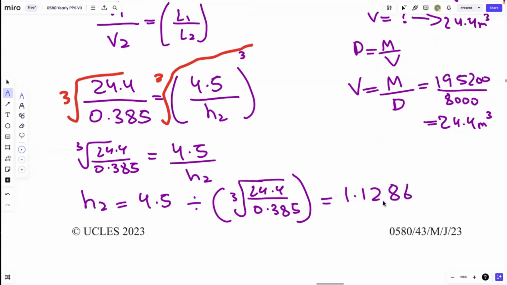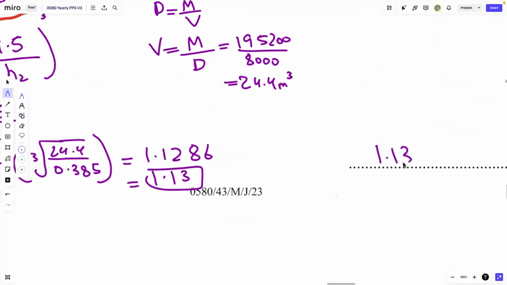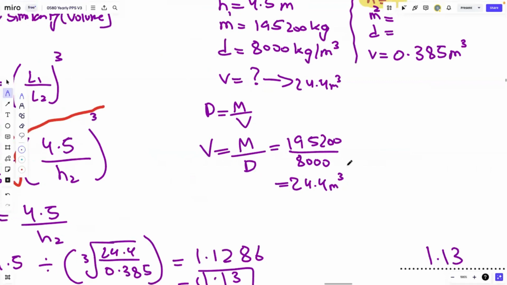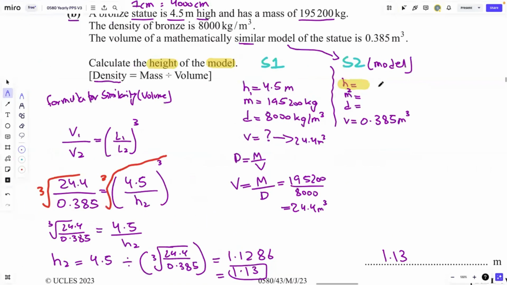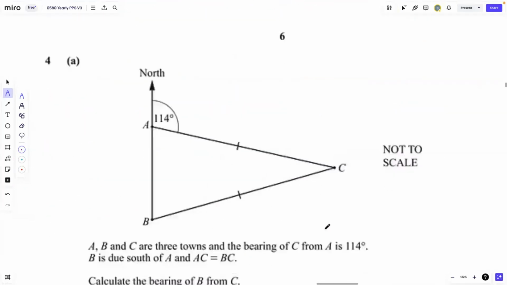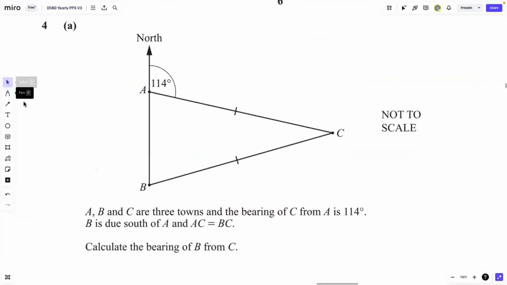1.1286 or 87, but we'll round it to three significant figures, so that's 1.13 meter cube. Oh, sorry, it's going to be meter only because it's the height. So that we managed to figure out. That's the height of the statue too. Okay, so let's move on to the next question.